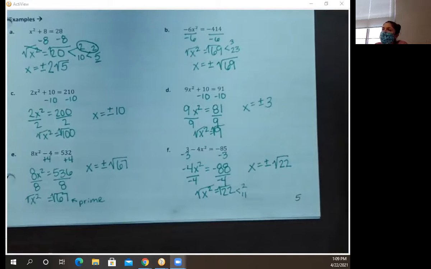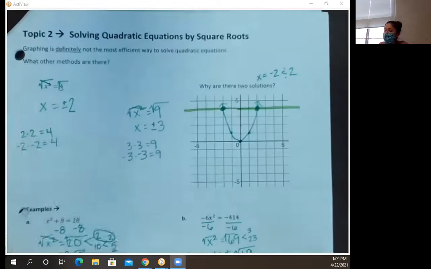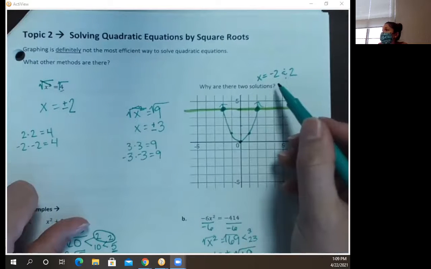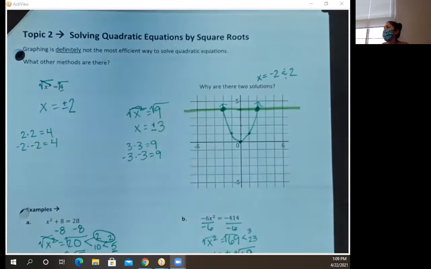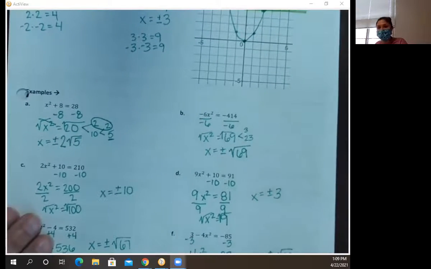Questions for me so far? Not too terrible? Okay. Yes, you do need to include the plus or minus. Remember when we didn't include the plus or minus on that first example, we missed one of our solutions. Okay, so I need to make sure that I'm including all of my solutions. Okay, so we're going to look at some more practice problems on the next page.